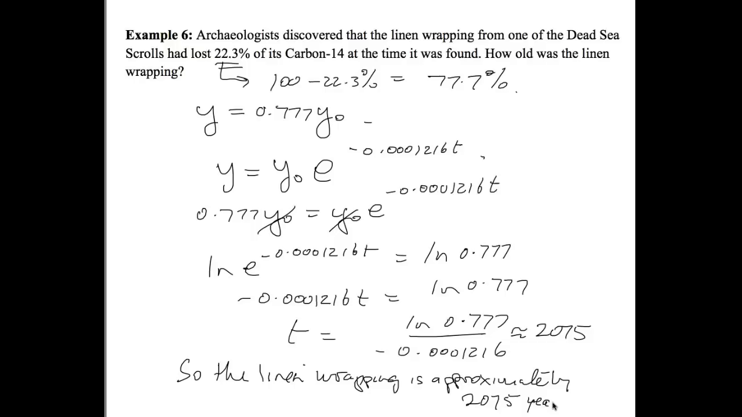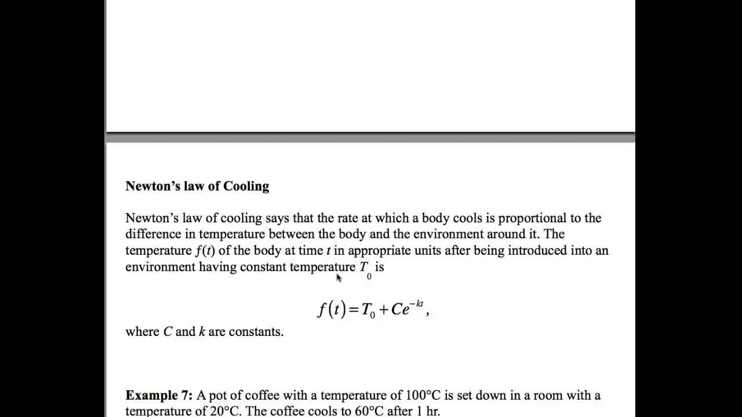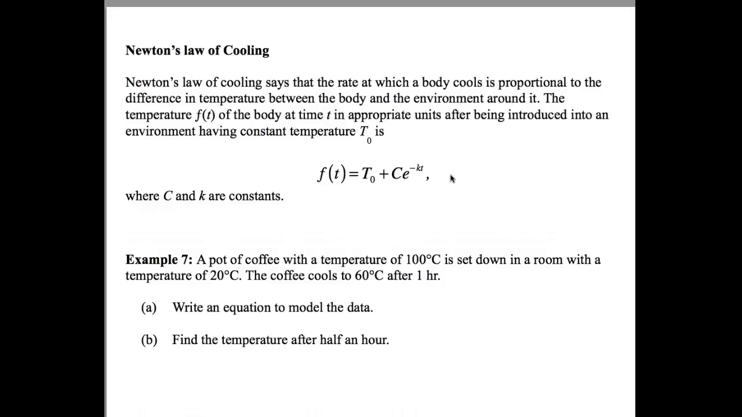All right, the last example I want to look at is coming back and talking about Newton's law of cooling. Now, Newton's law of cooling says that the rate at which your body cools is proportional to the difference in the temperature between the body and the environment around it. So the temperature, F of t, of a body at time t in appropriate units after being introduced into the environment having a constant temperature of T0 is given by this model. C is a constant and K is a constant.